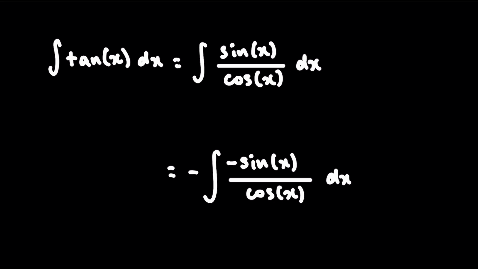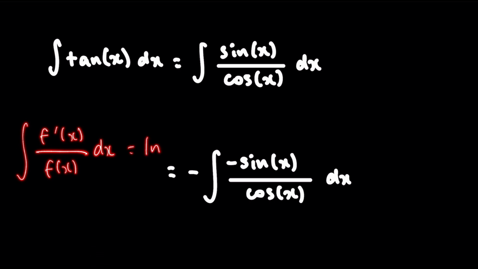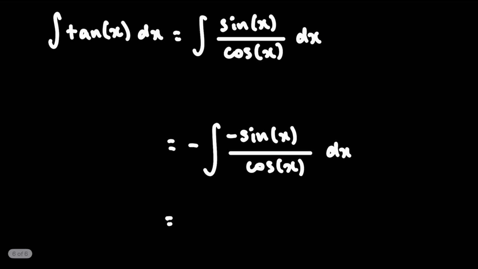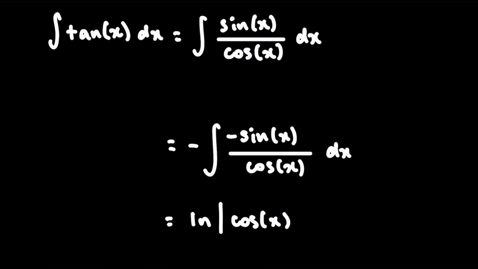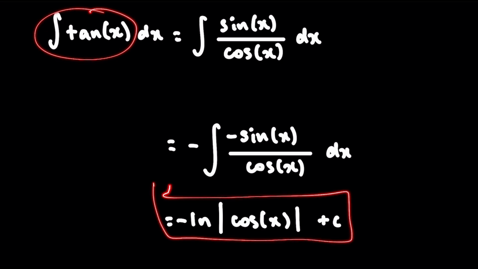Now what you notice is the derivative of the denominator is on the numerator. And if you recall from one of my rules, if the derivative of the bottom is on the top, we would make this a natural log. So that's why I can just do the ln absolute value of the cosine of x plus c. But remembering to put the negative on the outside, that is why the integral of tangent is equal to minus ln of cosine.